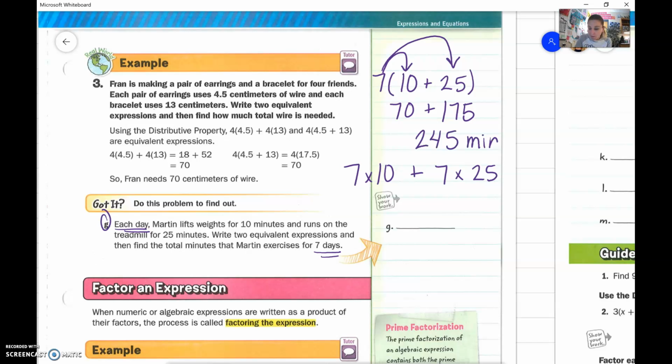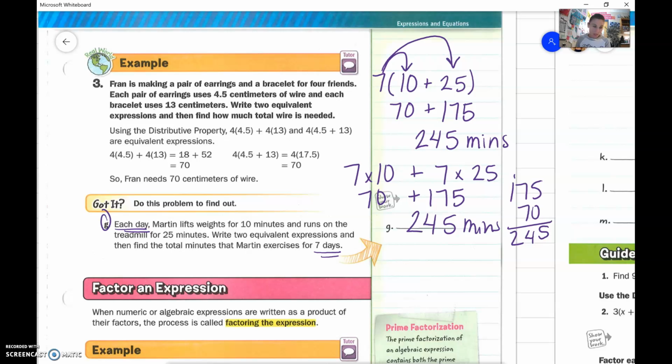And when I add them together, I get 245 minutes. Mrs. Horner just did that really quick mentally in my head. Okay, I hope I did it right. No, I know I did it right. Okay, here we go. So 7 times 10 is 70, plus 7 times 25 is 175. And when I add those together, again, if you need to see it over on the side or you use your handy-dandy calculator, you are going to get 245 minutes.